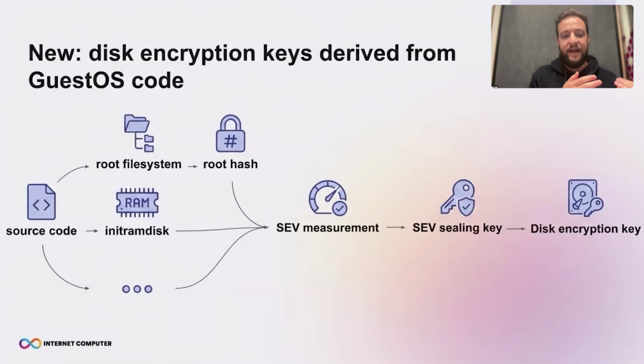From the root file system, we calculate a root hash. And then the root hash, the init RAM disk, and a few other things are combined into the SEV measurement. The SEV measurement is calculated by the AMD secure processor when the virtual machine starts.